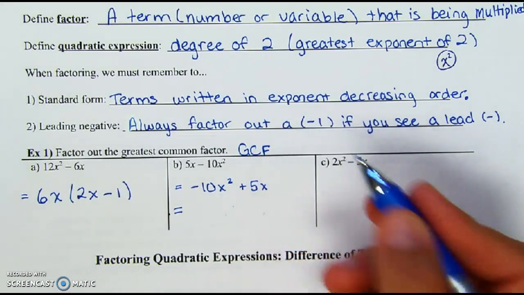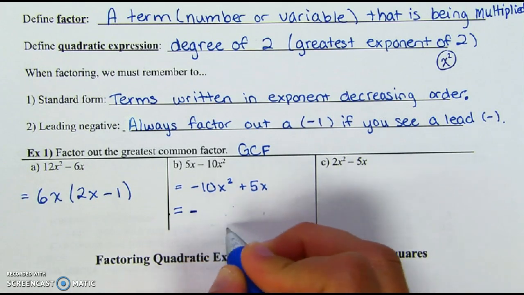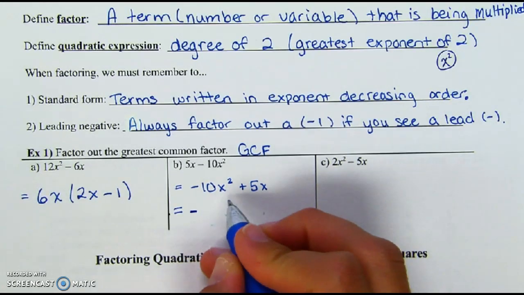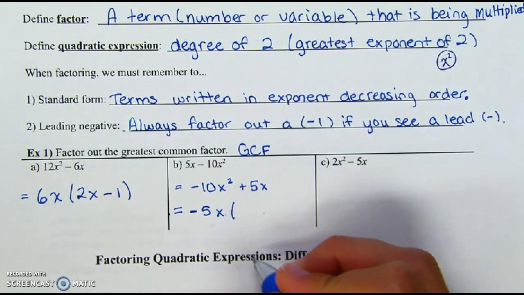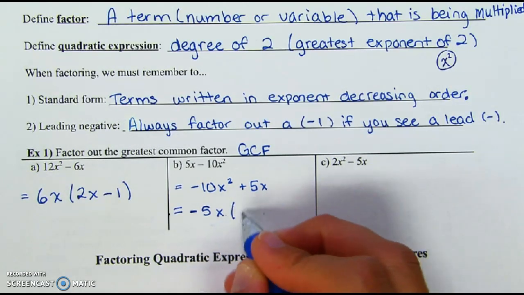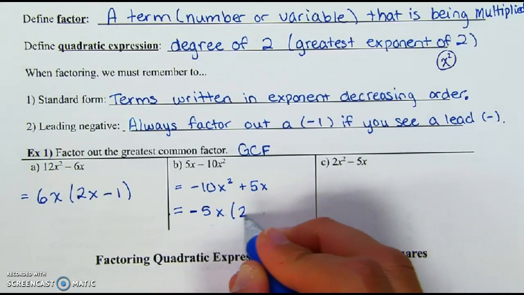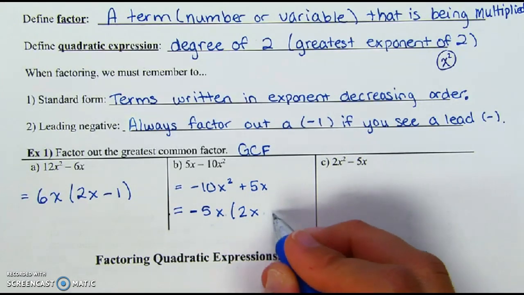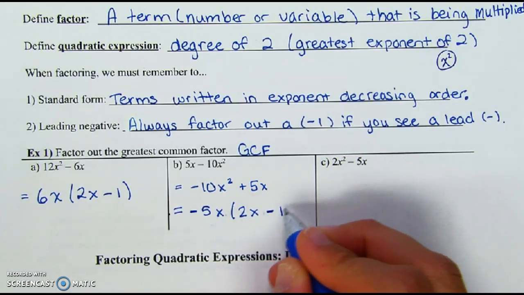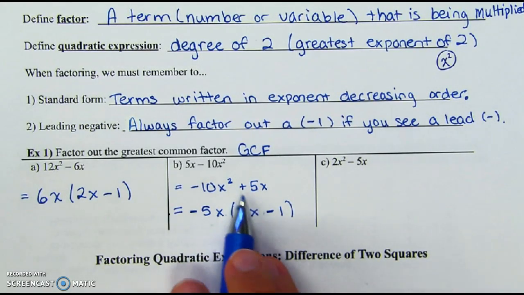I told you to factor out a negative 1, but let's just make sure that the greatest common factor is negative. What goes into 5 and 10? 5, yeah, 10 can't go in, so it has to be 5. When we take out negative 5x, negative 5x times what is negative 10x squared? Negative 5 times 2, x times x. Now we're not going to put plus, because it's not plus 1, it's going to be a minus 1. How do I know? Negative 5x times negative 1, a negative times a negative is positive.